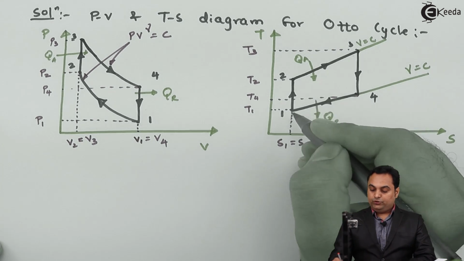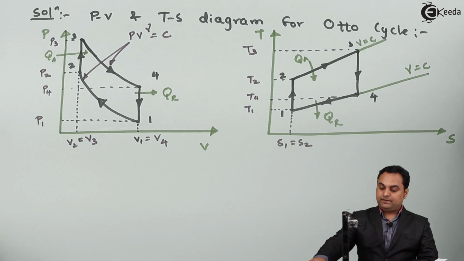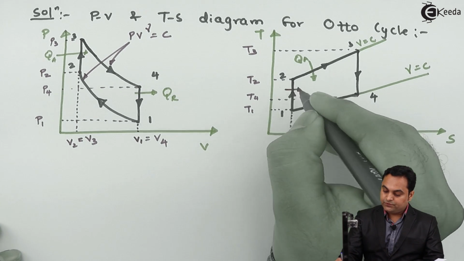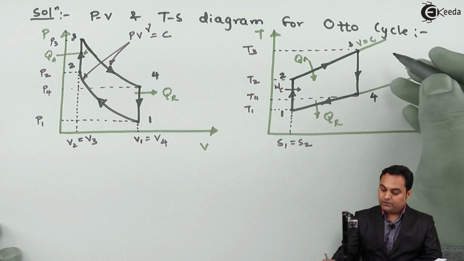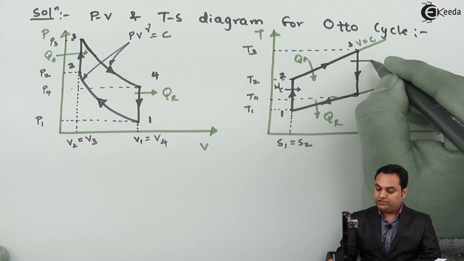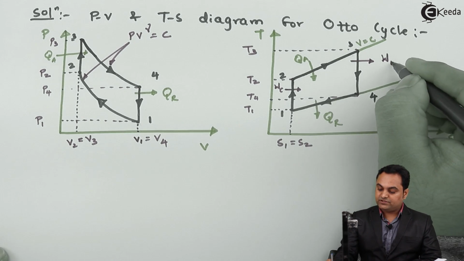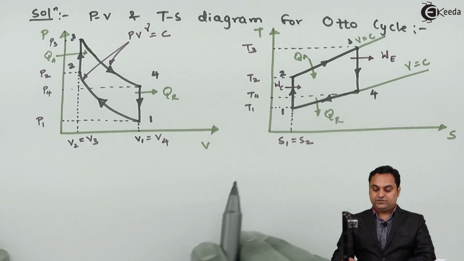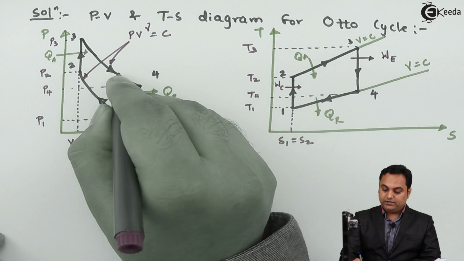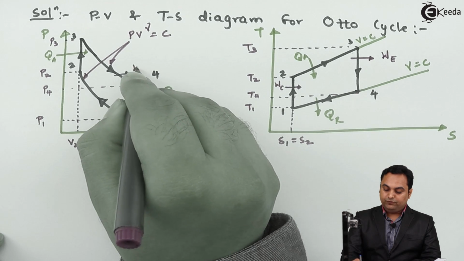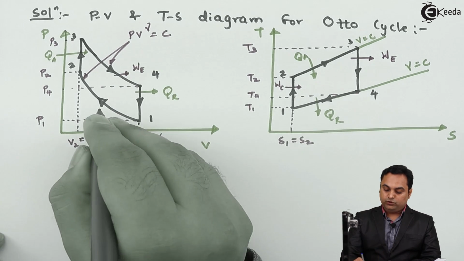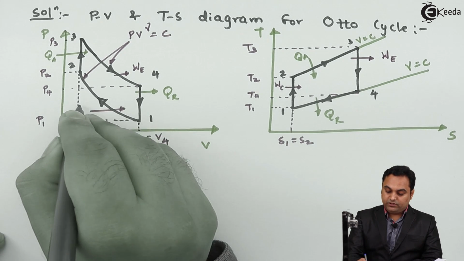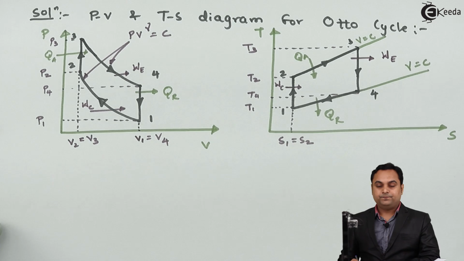Next, during process 1 to 2, there is compression taking place and work has been input to the system, so it is W suffix C. During process 3 to 4, there is work output, which is W suffix E, which is the work we are getting in expansion. Similarly, here I can show in 3 to 4 we are getting work output, and in 1 to 2 process we are giving the work input to the system.